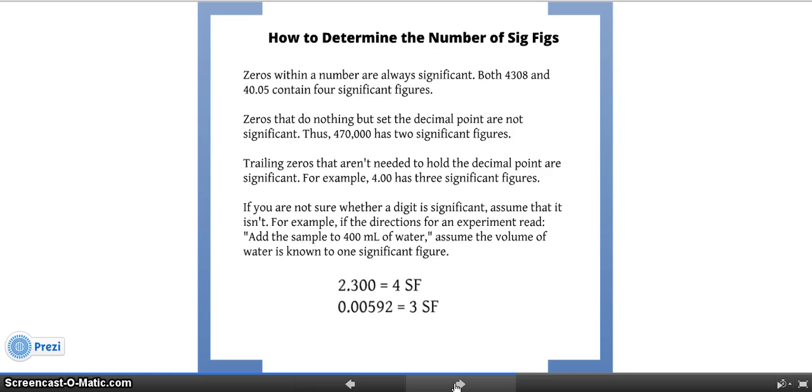If you are not sure whether the digit is significant, assume that it isn't. For example, if the directions for an experiment read add the sample to 400 milliliters of water, assume the volume of water is known to 1 significant figure.